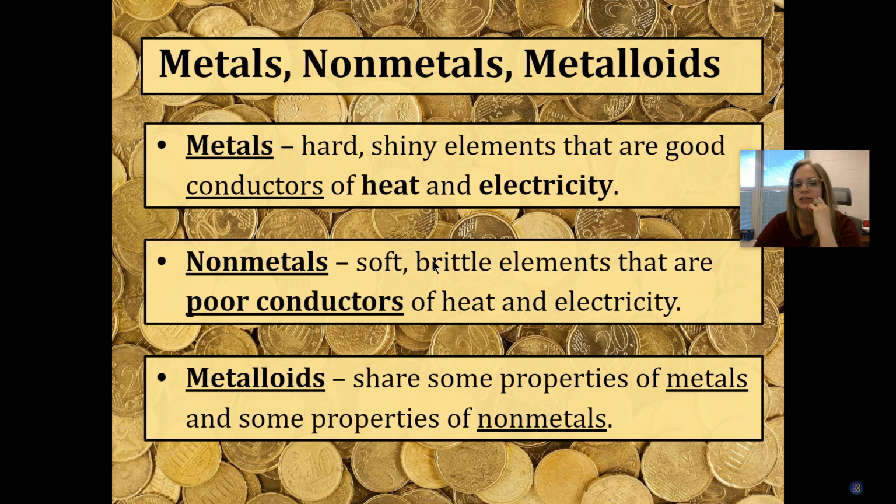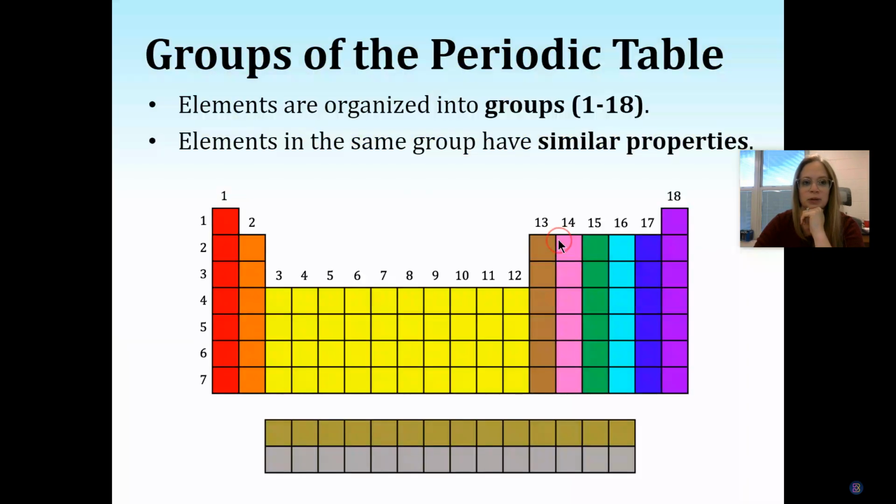Nonmetals tend to be soft and brittle. A lot of them are going to be gases. And they do not conduct heat or electricity very well. For example, if I'm walking across the room and I pass an electrical outlet, notice that the air doesn't conduct electricity and shock me. It's kind of an insulator, which is another word for poor conductors. Last one is going to be metalloids. Again, they share properties of metals and nonmetals, so they're going to be somewhere in between.